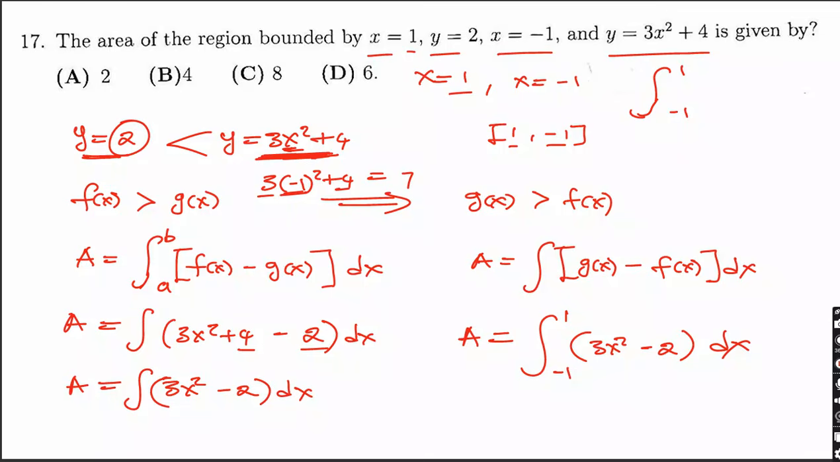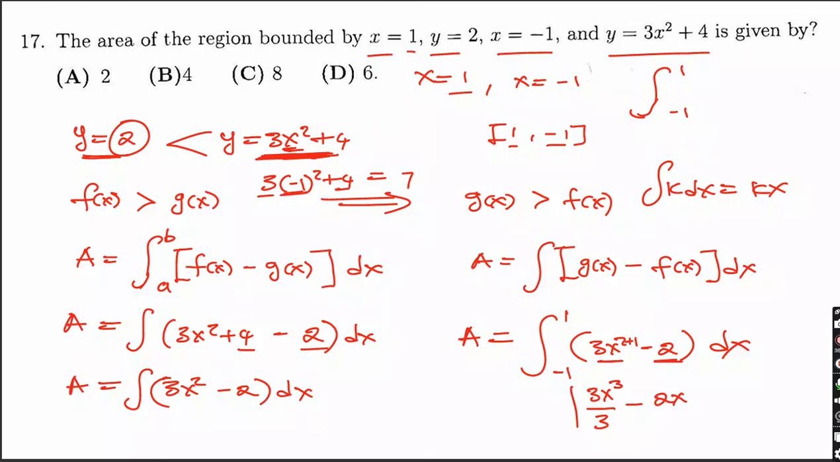So how can we integrate 3x squared? We just add 1 to the power, so we are going to have 3x to the power 3, then divide by the new power, which is 3. Then minus, how do we integrate a constant? Any constant is integrated by just adding x to it. That's why I was saying that when you're integrating k, we say k multiplied by x. So I'm going to have 2x there.